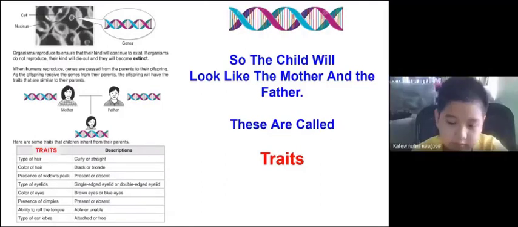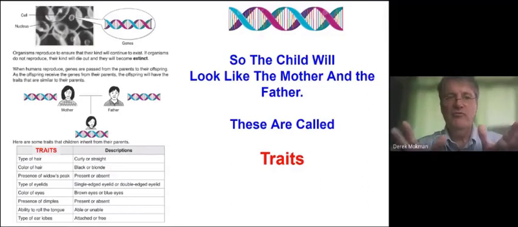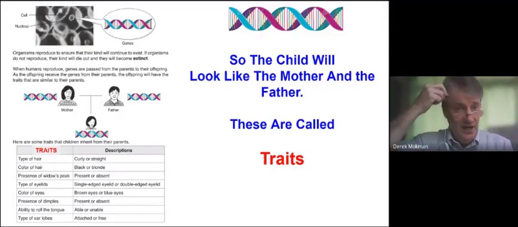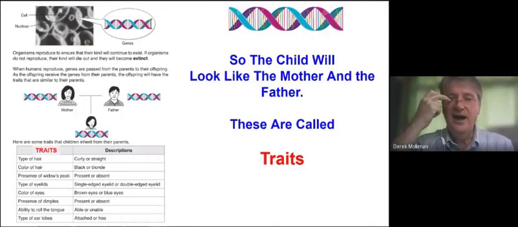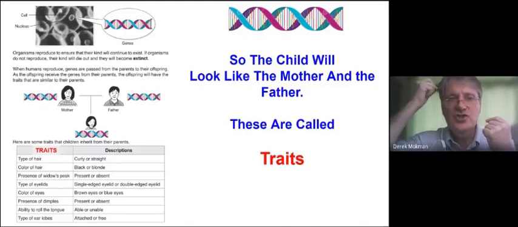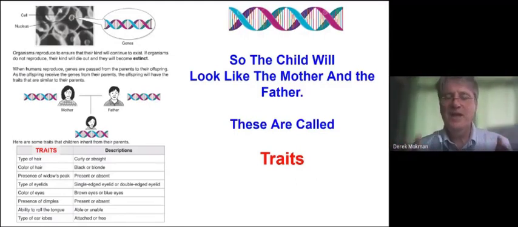Traits. Well done. Much better. Traits. So remember, traits can be hair, eyes, dimples, tongue, ears, color of eyes, straight or curly hair. And if you look at your parents, you can usually see where those traits that you have come from.